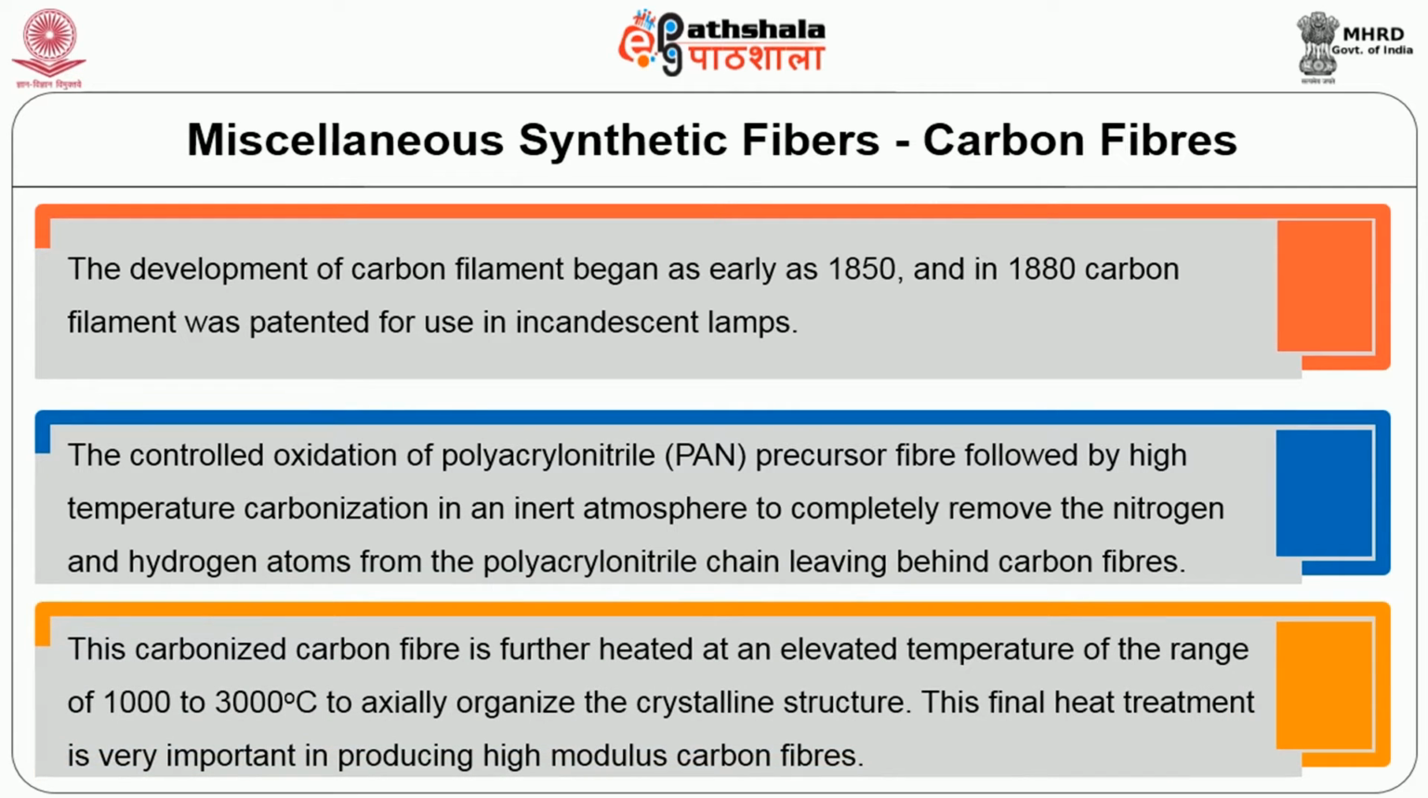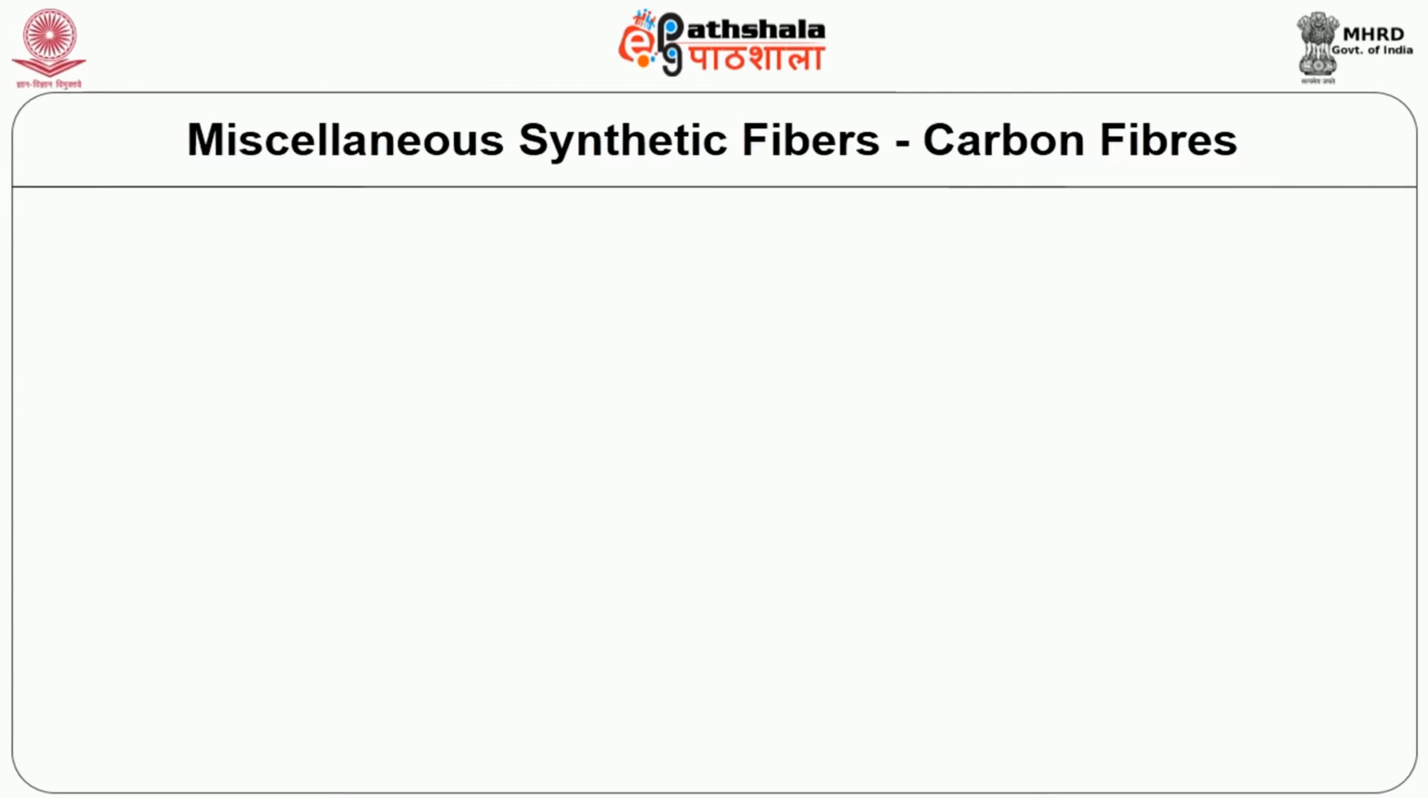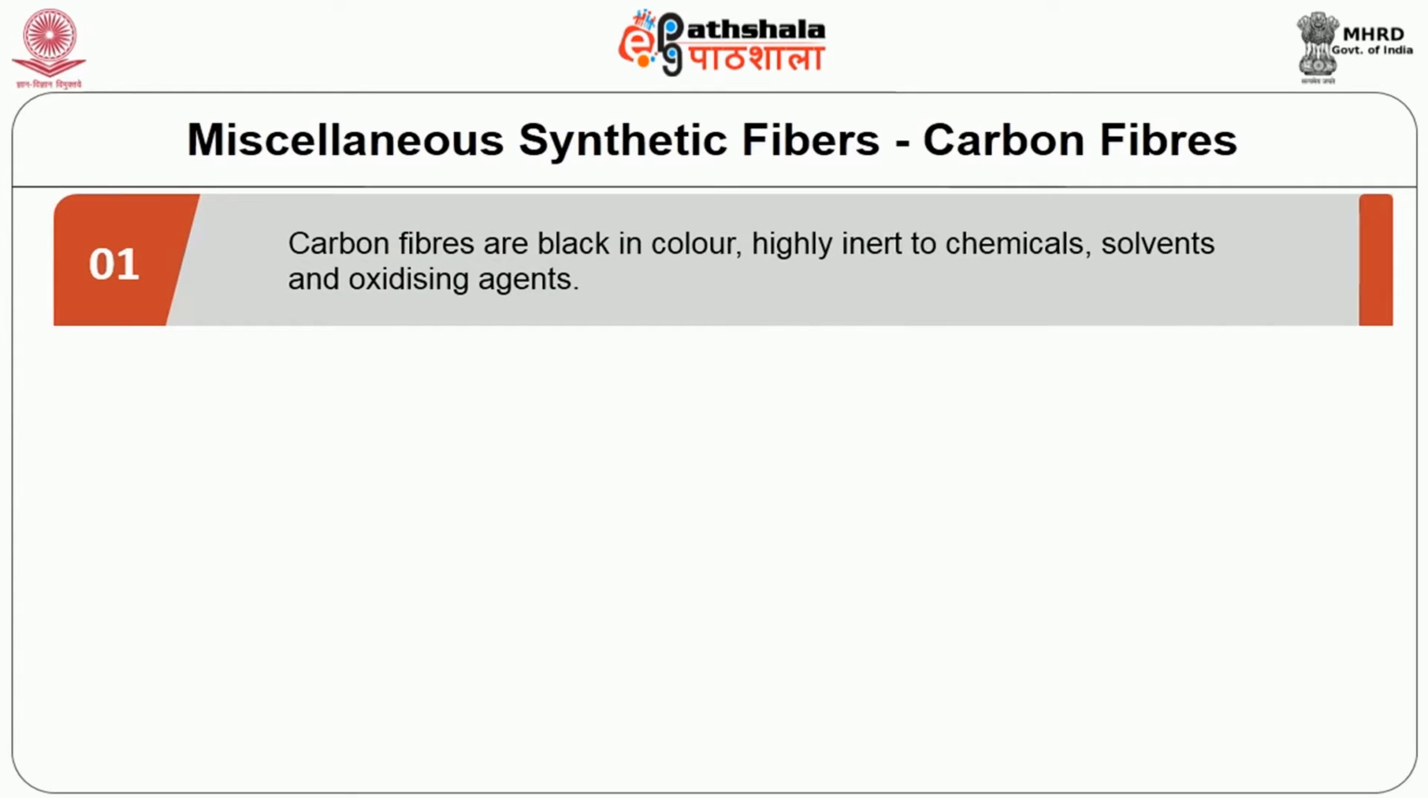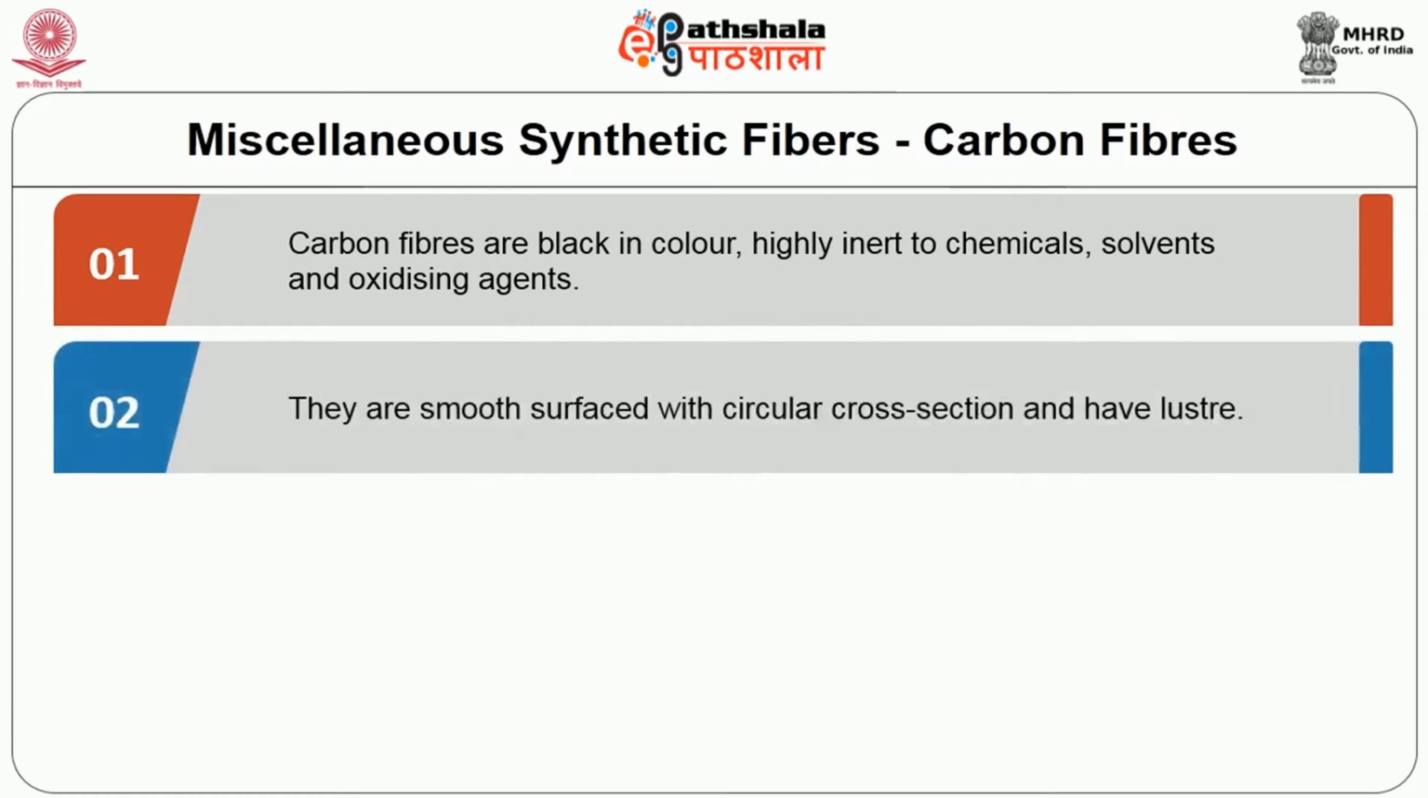This carbonized carbon fiber is further heated at an elevated temperature in the range of 1000 to 3000 degrees to axially organize the crystalline structure. The final heat treatment is very important in producing high modulus carbon fibers. Carbon fibers are black in color, highly inert to chemicals, solvents and oxidizing agents. They are smooth surfaced with circular cross section and have good luster.